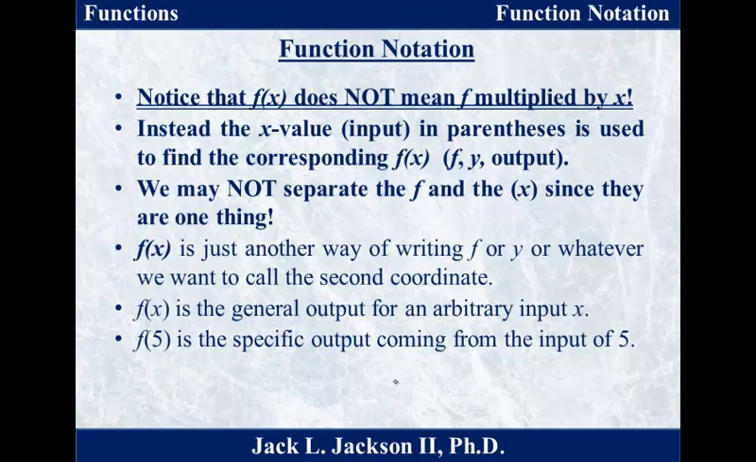So f of x is the general output for an arbitrary input x. F of 5 is a specific output coming from the input of 5. So f of 5 is not 5 normally. Okay? It's not an input. F of 5 is f. It is the output. Which output? The one that has an input of 5. So the ordered pair is 5, comma, f of 5.